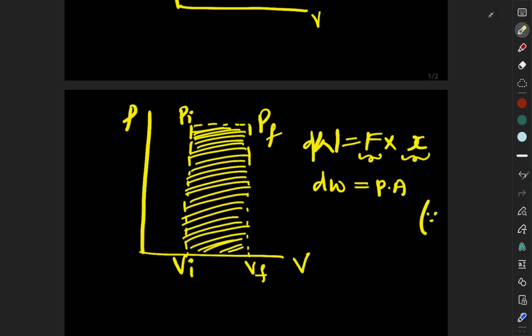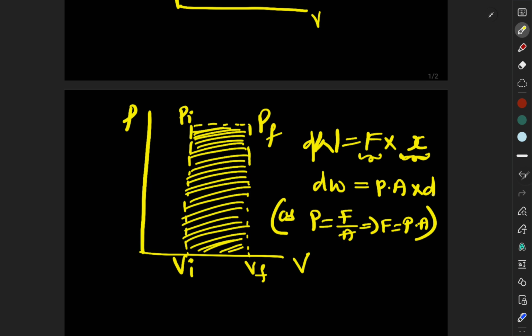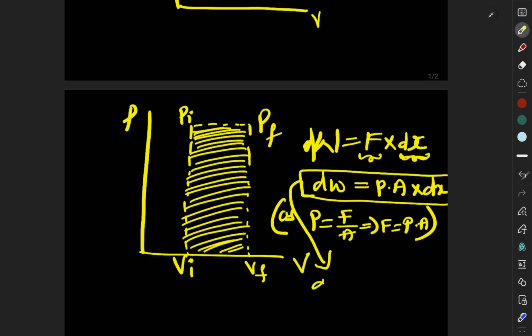As we know, pressure P is equal to force by area, so we can write force is equal to pressure into area. So I have written force is equal to pressure into area, and this x, the distance moved, let us take it as dx. So dW is equal to PA into dx. Now I can write this expression as dW is equal to P into A dx.